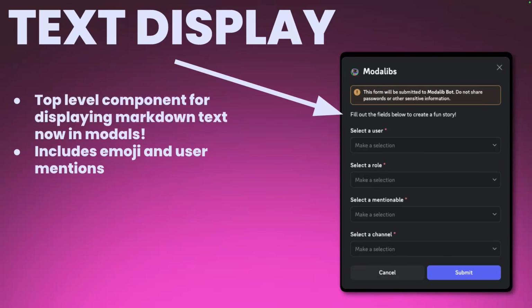So first of all, text displays. There's a display component we introduced in messages in components v2 a few months ago, and now it's the first display component available in modals. So now you can give even more descriptive text in modals to give users more information on what they have to do. Text display supports rich text, so you can use markdown, you can include emojis, including custom emojis, and they even render user mentions. So it's just like message content, but it's in a modal.